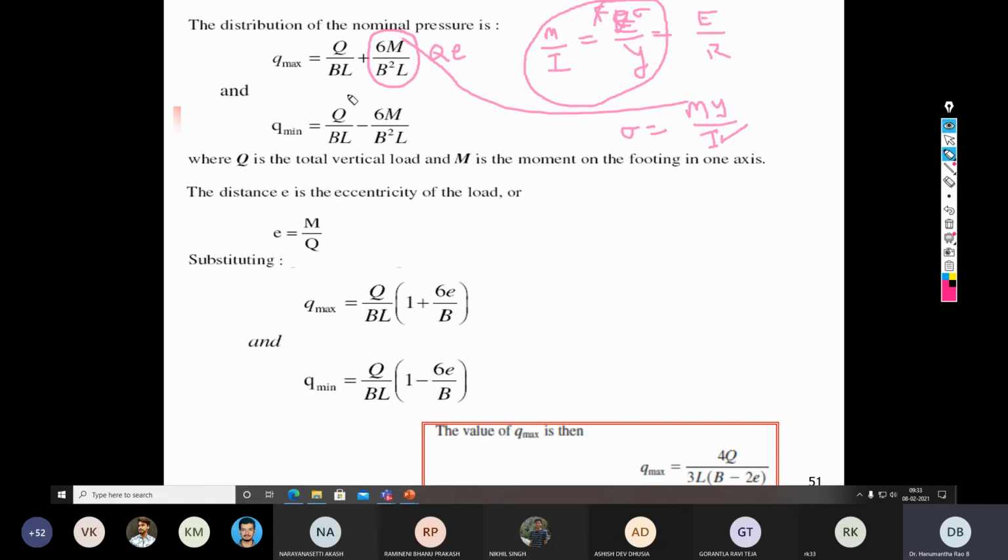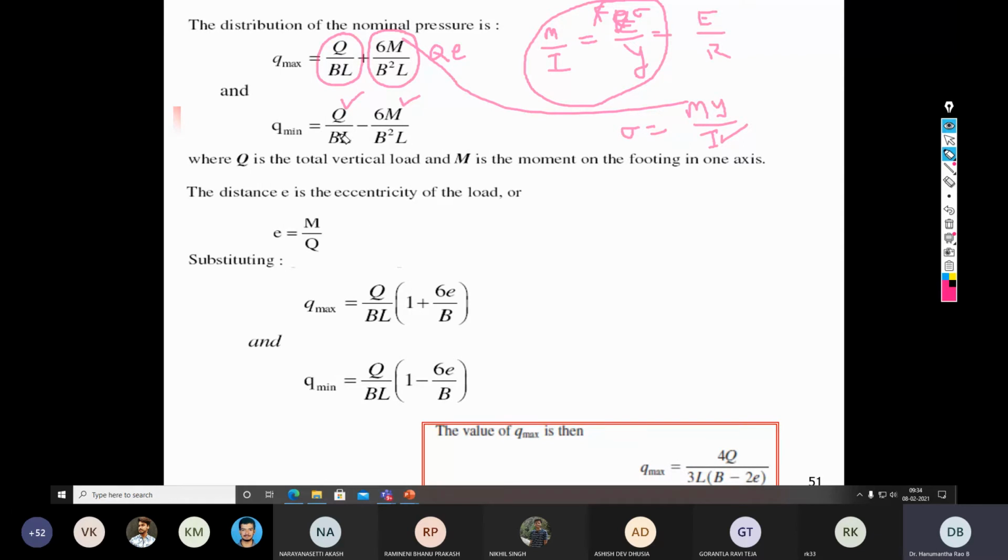That means when you deal with eccentricity cases, you have two independent terms: the stress because of the axial load and the stress because of the moment. In case of Q max, it is the stress due to the axial load plus the stress due to the moment. While in case of Q minimum, it is the stress due to the axial load minus the stress due to the moment.